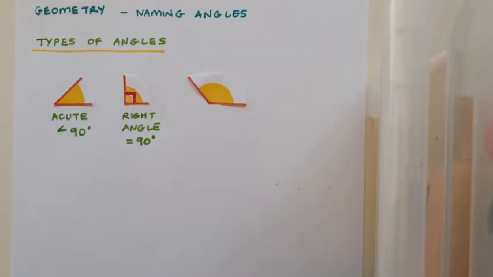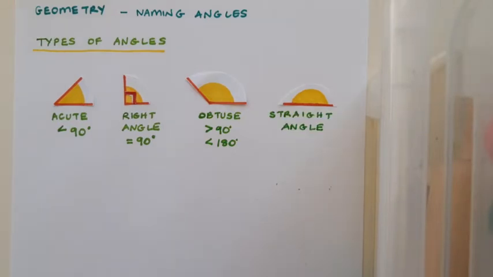The next type of angle that we encounter is the obtuse angle. And the obtuse angle is bigger than 90 but smaller than 180. Next we have the straight angle. The straight angle equals 180 degrees.